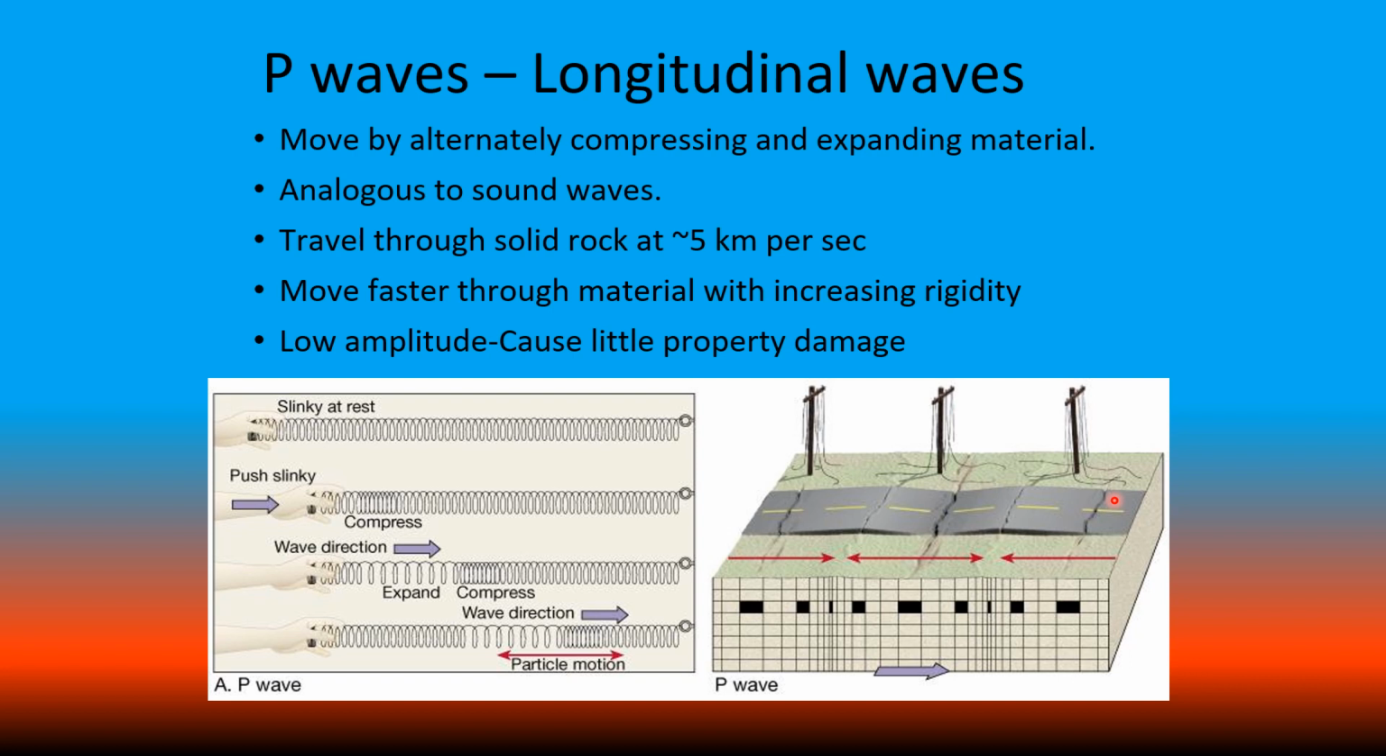And as you get more rigidity, so think denser, more tightly packed rock, you actually get those waves moving faster, okay? And we call these low amplitude waves because they cause very little property damage. They're just the initial first burst of energy. And because it's compacting and expanding, we see minimal damage on the surface. I mean, this is damaged, obviously, but you get a couple of downed power lines, maybe some cracks in a street, but there's no side-to-side movement here.